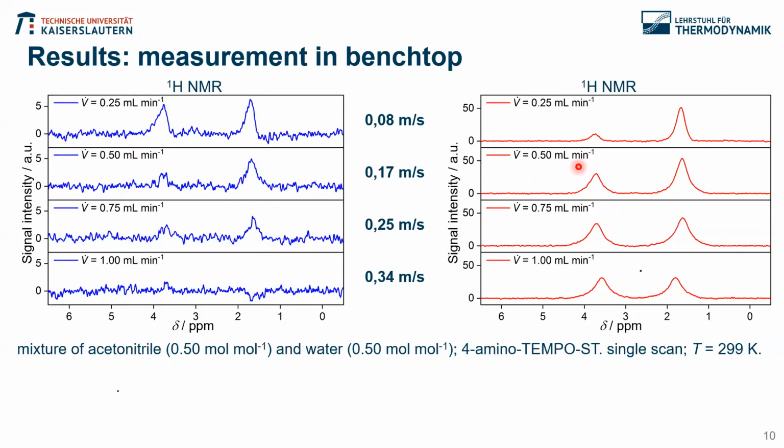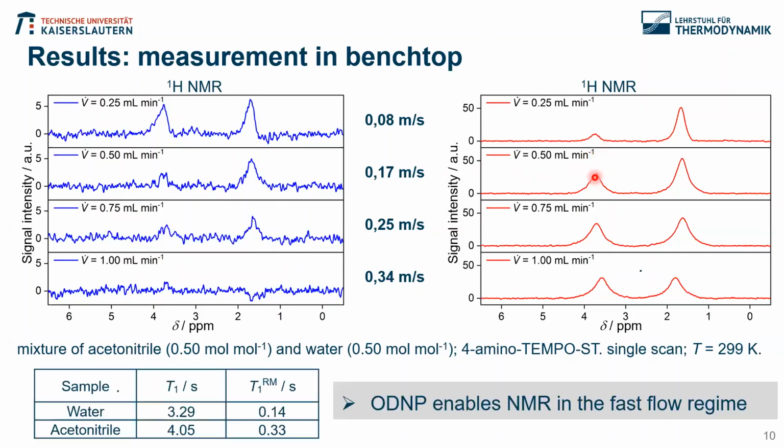Whereas the ODNP buildup happens with very rapid T1 times in contact with the radicals, of course, and we get enhanced signal due to the polarization transfer from the electrons. You see that we get spectra with a completely different signal to noise, so they are much better.